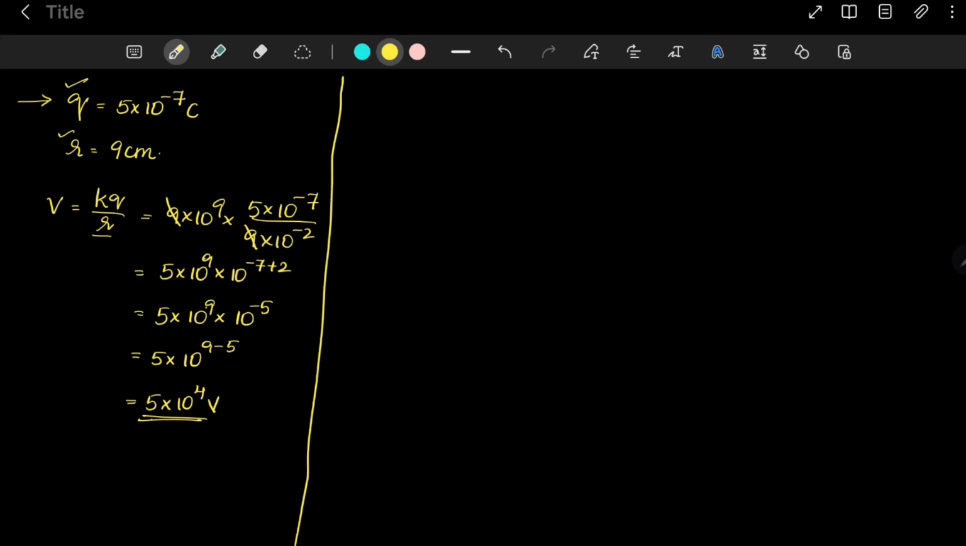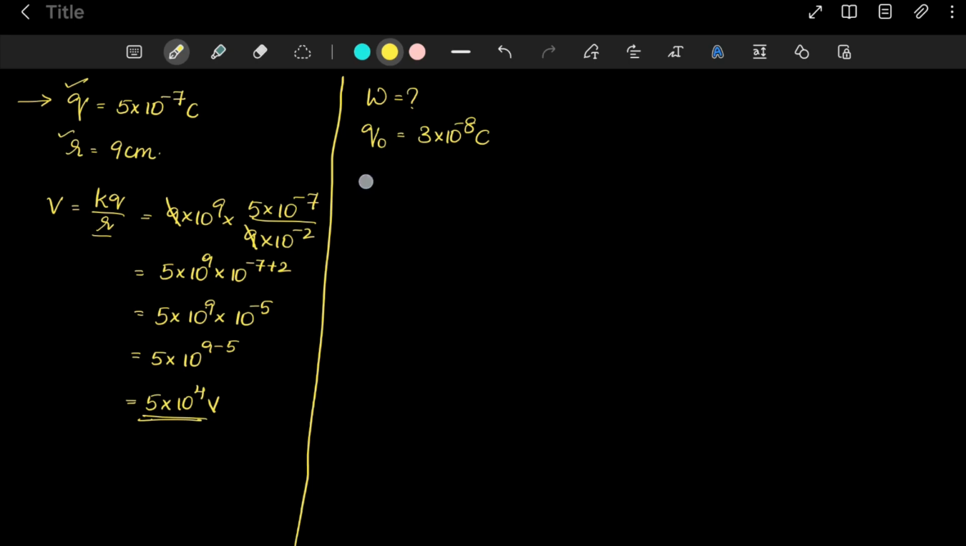5 into 10 power 4 volt. Now in the same question, they asked another one. That is, what is the work done in bringing a charge of Q naught, how much is it? 3 into 10 power minus 8 coulomb. Let me see once whether this value is correct. Yes, the value is correct.